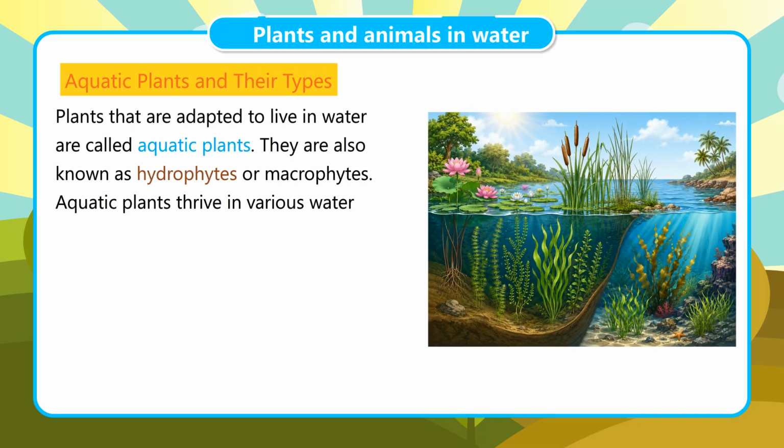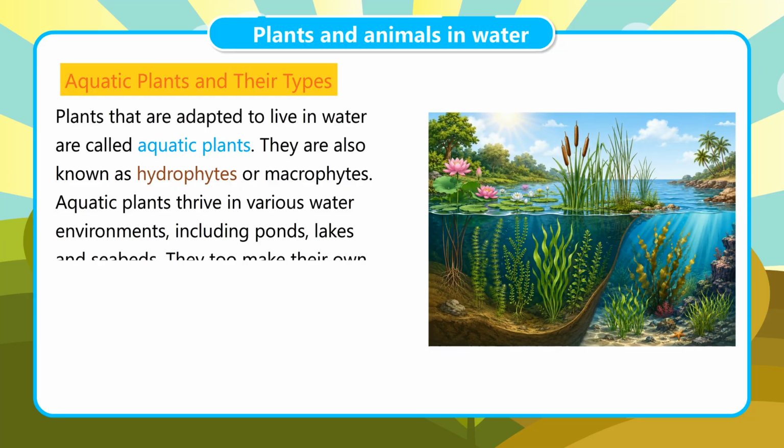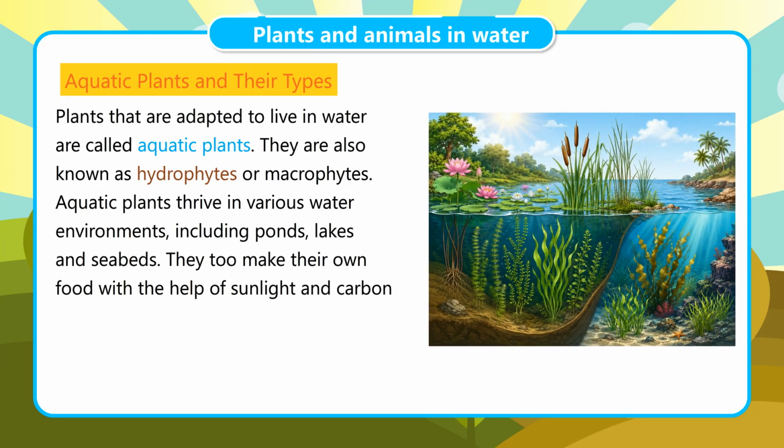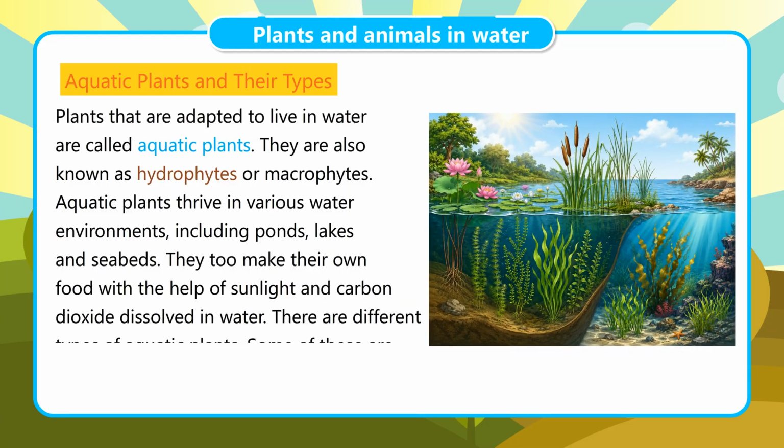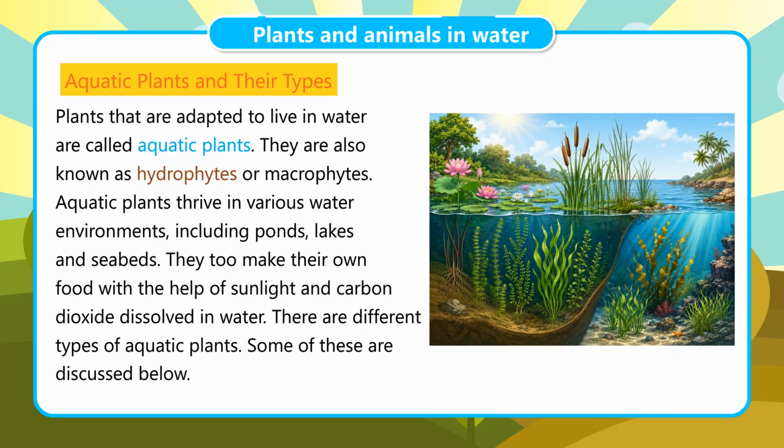Aquatic plants thrive in various water environments, including ponds, lakes, and seabeds. They too make their own food with the help of sunlight and carbon dioxide dissolved in water. There are different types of aquatic plants. Some of these are discussed below.